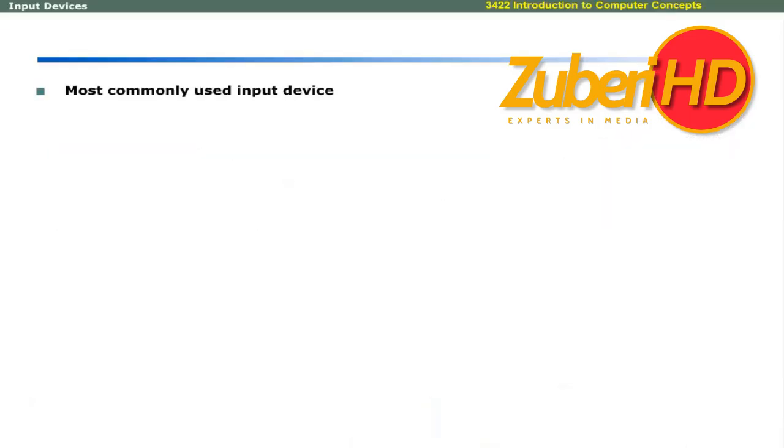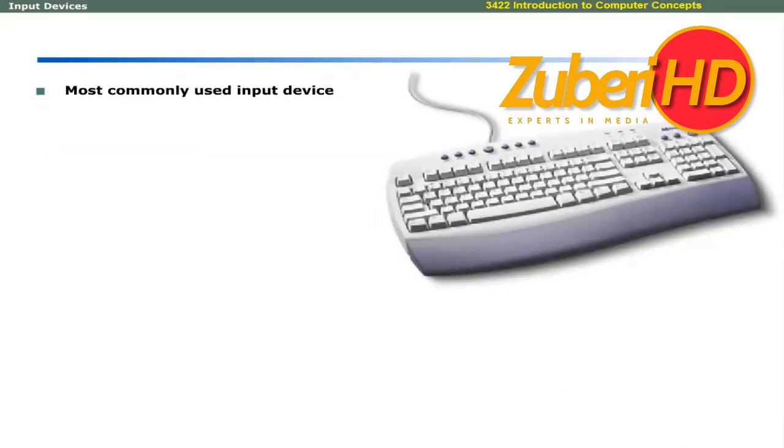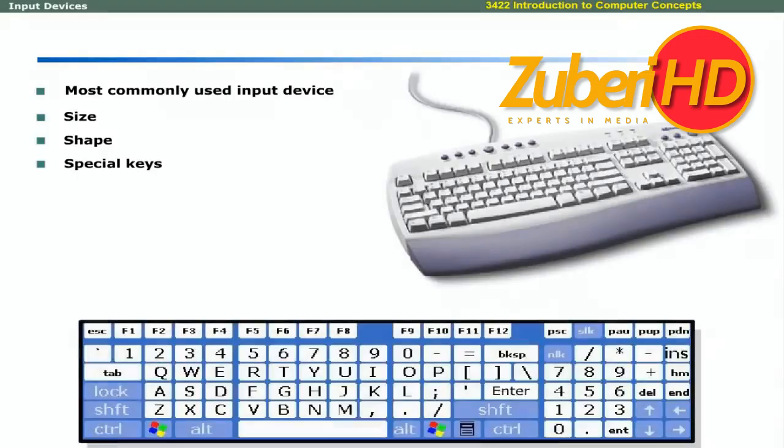The most commonly used input device is the keyboard. Keyboards differ in size, shape, and a few special purpose keys. All keyboards contain alphanumeric keys, modifier keys, numeric keys, cursor movement keys, function keys, and special keys.